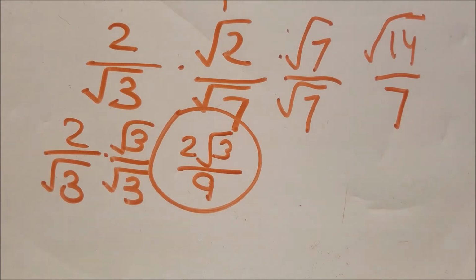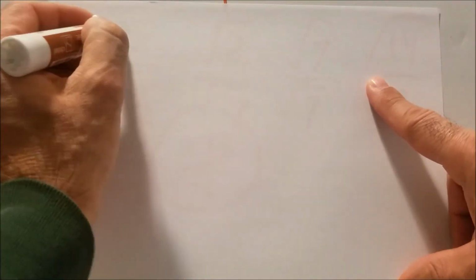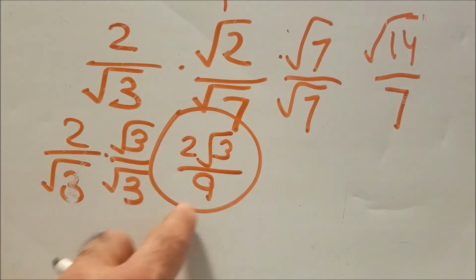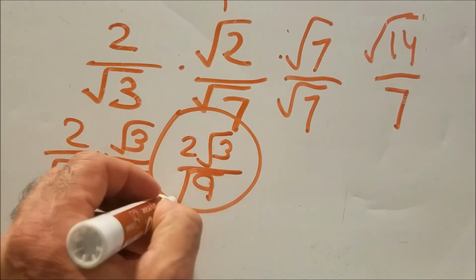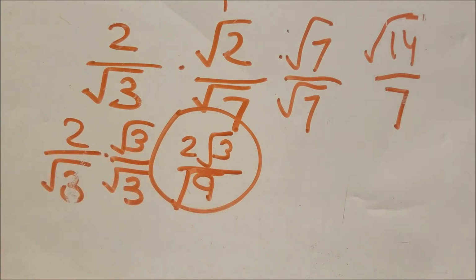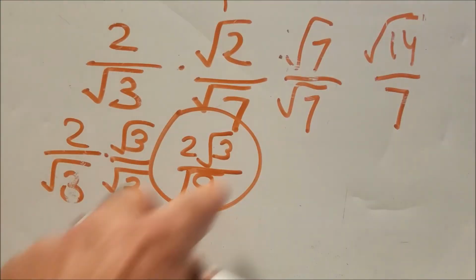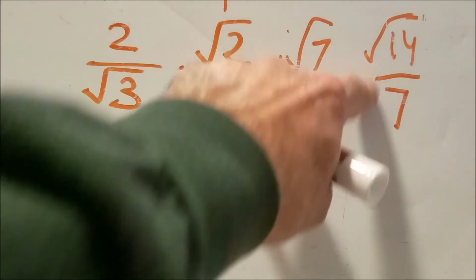So let's write this one out. We have 2 square root of 3 over 3, not 9, actually, that's a square root of 9. Square root of 9, which is 3. Always double check. And we're timesing it by square root of 14 over 7.